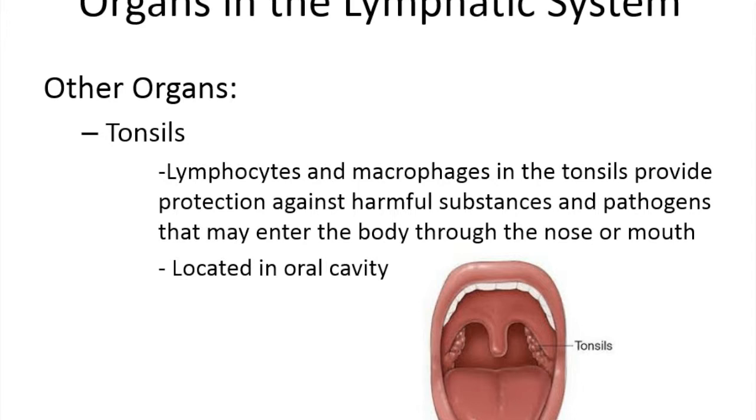And as you all probably know, the tonsils are located in your oral cavity, near the back of your throat. And some people get their tonsils removed if they've had, say, strep throat a lot, because if you keep getting the same infection, your tonsils are not doing a good job at protecting your body against the harmful substances that may enter through the nose or mouth. So those are the organs involved in the lymphatic and immune system.